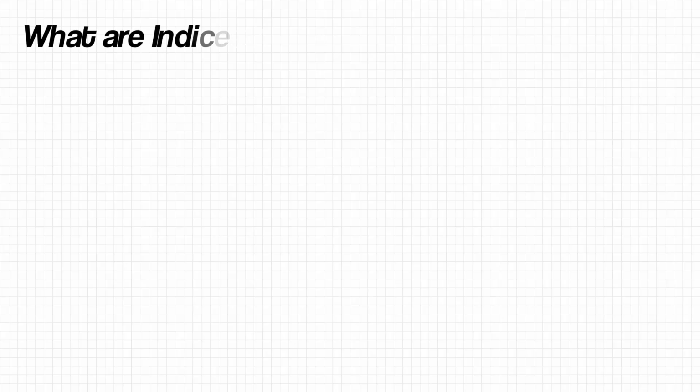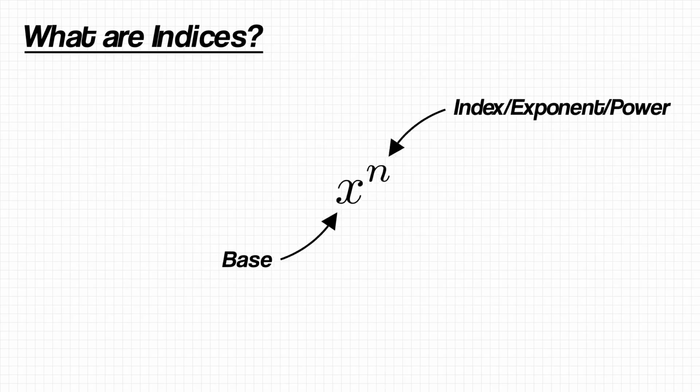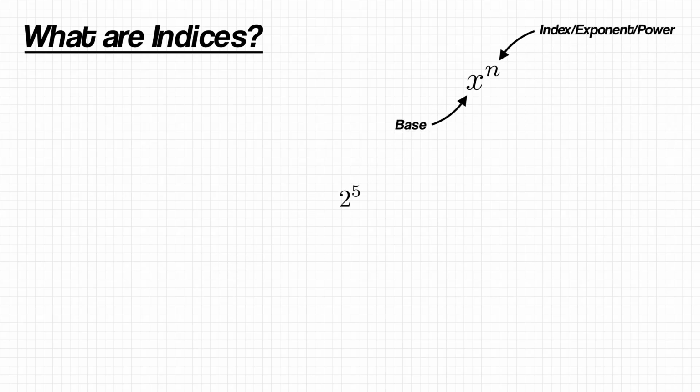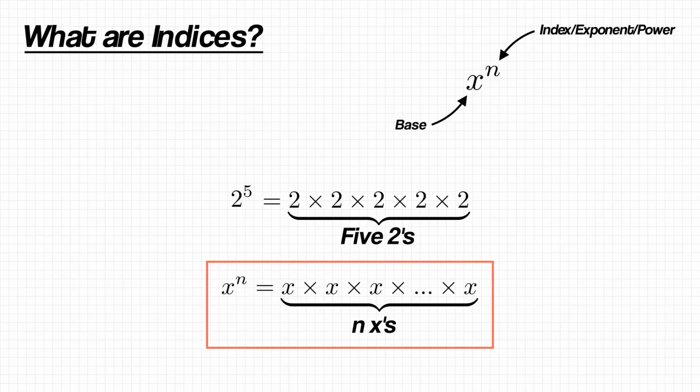First off, what are indices? Indices are numbers written in the form x to the n. We would call x the base and n the index, exponent, or power. Let's take an example of 2 to the power of 5. This would represent 5 2's all multiplied together. In general, x to the n would represent n x's all multiplied together.